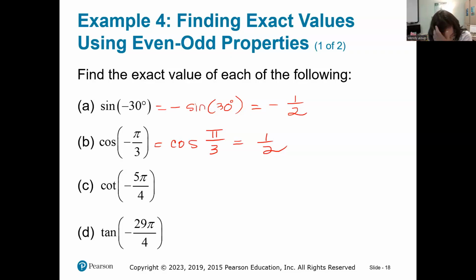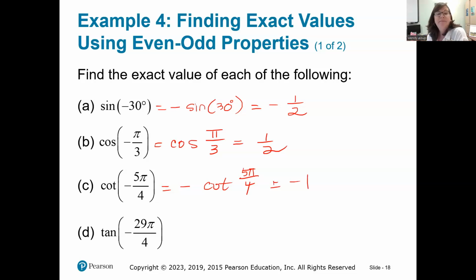Cotangent, the only one even was cosine. So cotangent's odd. And that means the cotangent of negative pi over 4 is going to be the opposite of the cotangent of positive 5 pi over 4. 5 pi over 4 is in, what quadrant is that one in? 5 pi over 4 is in the third quadrant there. Cotangent there in the third quadrant is positive. This is actually positive 1. So it's going to be the opposite of positive 1. So we're going to end up with negative 1.